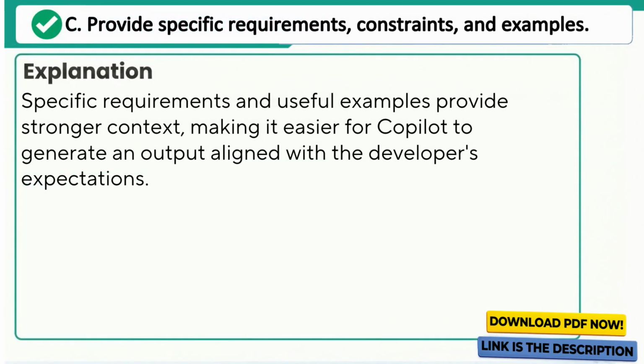Correct answer, C. Provide specific requirements, constraints, and examples. Explanation. Specific requirements and useful examples provide stronger context, making it easier for Copilot to generate an output aligned with the developer's expectations.